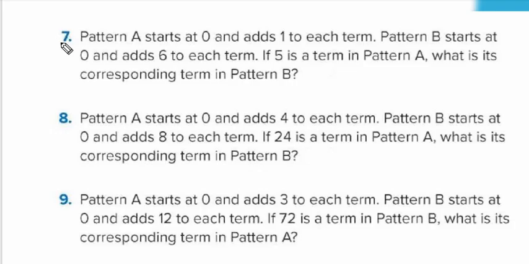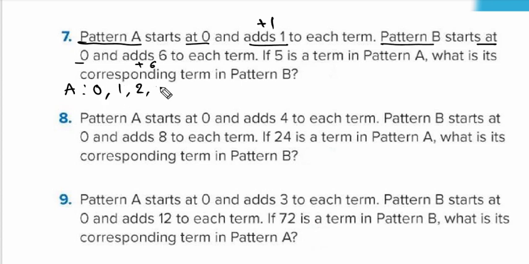Now the next question is question number 7. Pattern A starts at 0, adds 1 each term, plus 1. Pattern B starts at 0, adds plus 6 to each term. So pattern A, let me write A, that will be 0, 1, 2, 3, 4, like this. Pattern B will be 0 plus 6, 6 plus 6 is 12, 12 plus 6 is 18, 18 plus 6 is 24, like this.